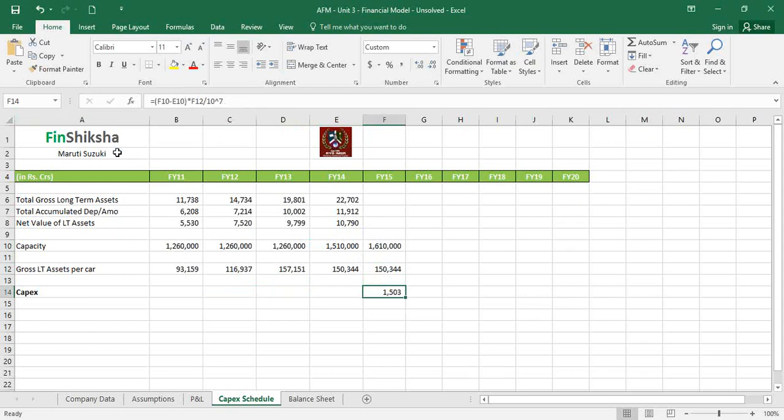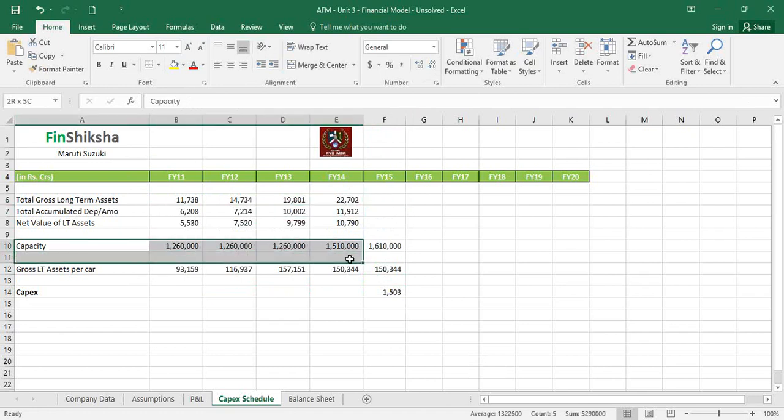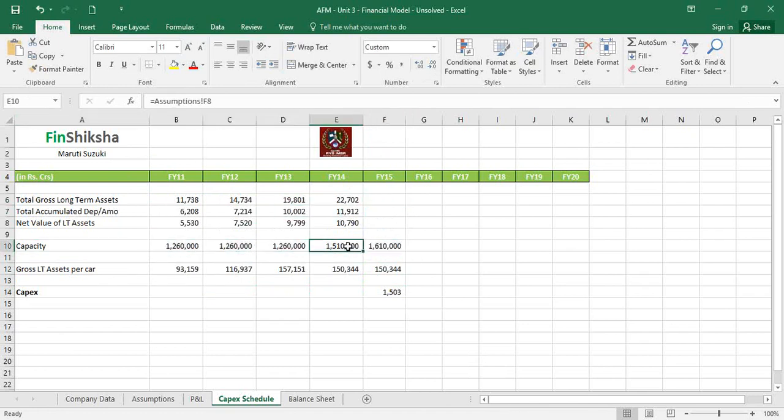So I'll repeat what we've just done. We have taken the company's gross long-term assets, which is available on the annual report. We have taken the company's capacity, which is either available in the annual report or it is available in terms of news items or on the website of the company. And we try and find out gross long-term assets per car capacity. Remember, this is not based on sales. My assets will depend on what is the size of the factory I have, which is what is the capacity that I have. Assets will not depend on what is the sales value or volume of the company, right? I may not be using half of my capacity.